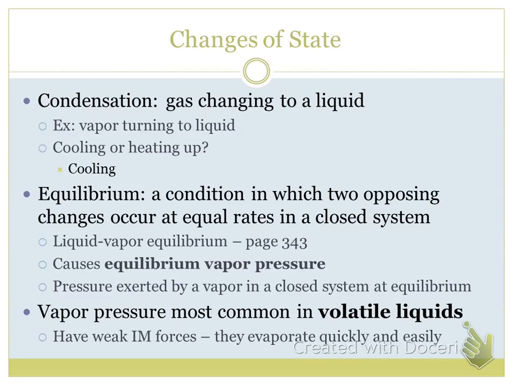Can anyone think of examples of a volatile liquid? Alcohol would be one. Acetone, that's a really good one. Where do you see acetone most commonly? In nail polish remover. So if you ever spill nail polish remover, you'll see that it dries up almost instantaneously. Okay, that's a really good example. Gasoline is another one. Those are things that evaporate really quickly, like rubbing alcohol. Okay, anything else?